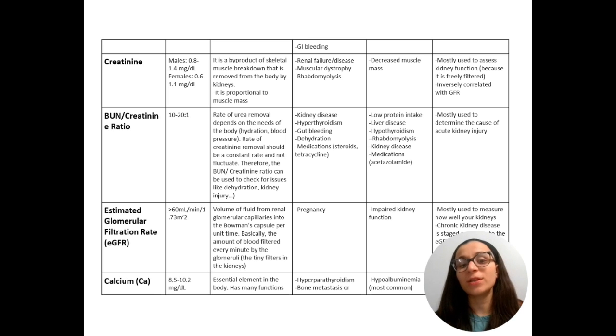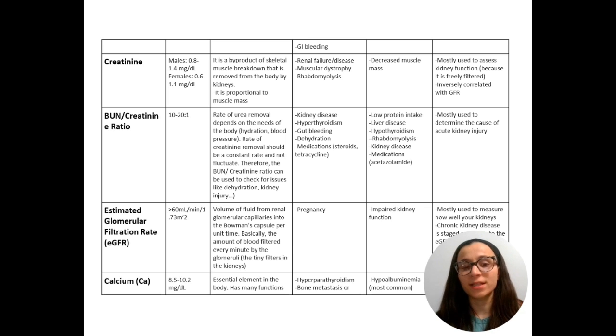Causes of it being too high are kidney disease, GI bleeding, and dehydration, and causes of it being too low would be a low protein intake, liver disease, kidney disease, etc. It's mostly used to determine the cause of acute renal failure. So next we go on to the GFR. GFR or eGFR. GFR stands for glomerular filtration rate, and eGFR is the estimated glomerular filtration rate.